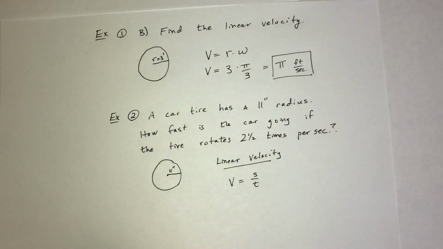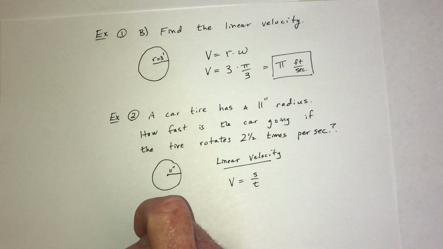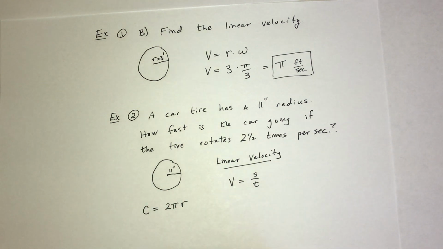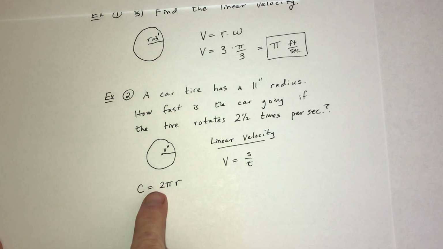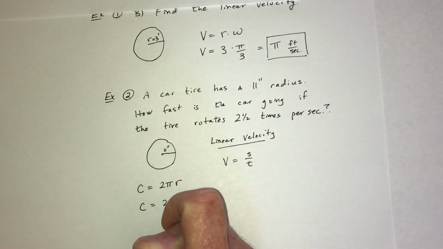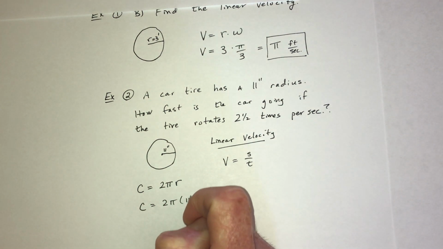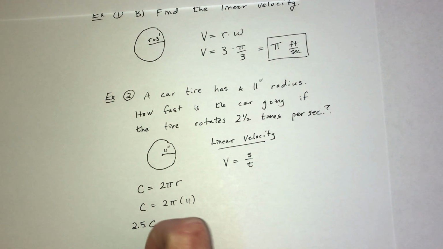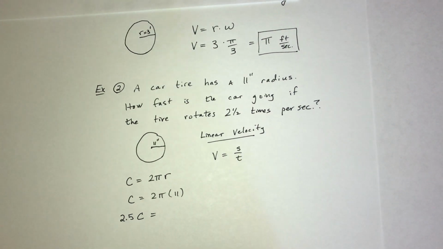So that means that we could use the circumference formula, which is 2 pi times the radius, and then it's going to do two and a half of these. So the circumference would be 2 pi times an 11, and then multiply both sides by 2.5 because it rotates 2.5 times.